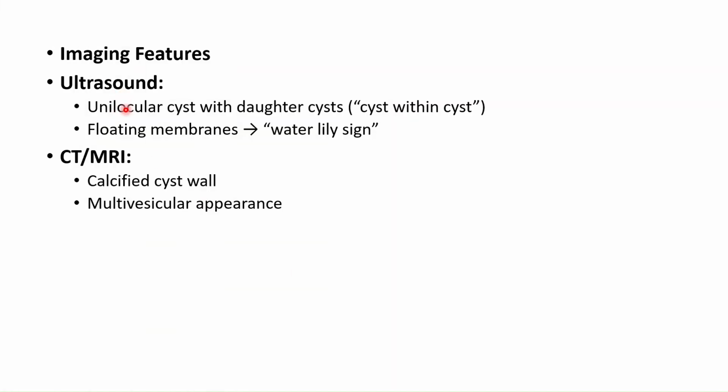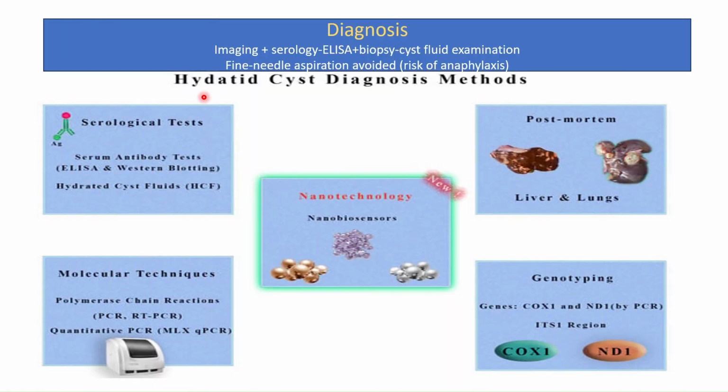So, ultrasound and CT, MRI are helpful for diagnosis. In ultrasound, we can see a unilocular cyst with daughter cysts. So, it will have a cyst within cyst appearance. Floating membranes, water lily sign. In CT and MRI, there is a calcified cyst wall or multivesicular appearance.